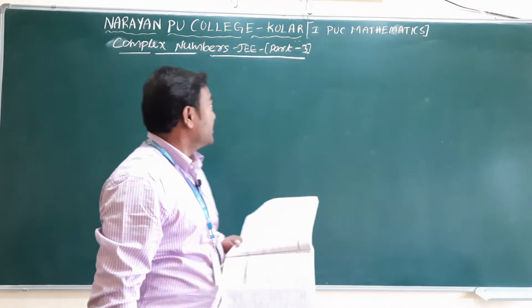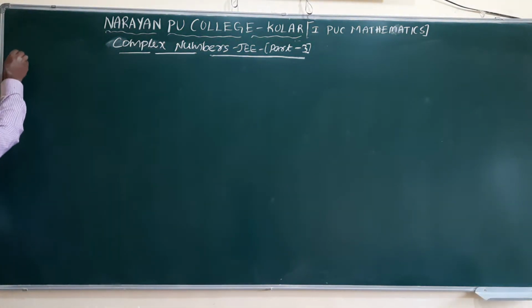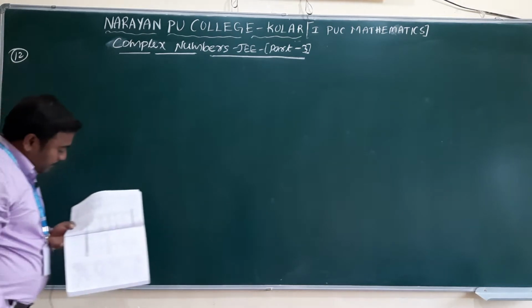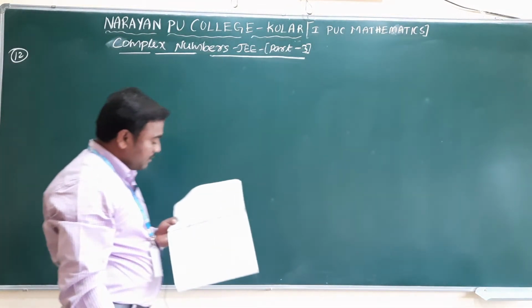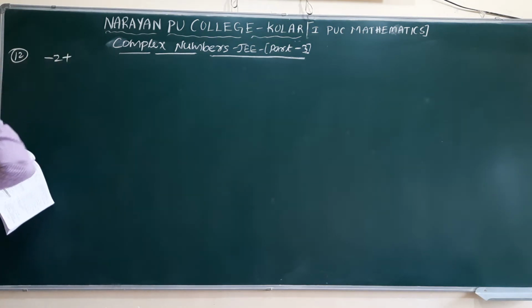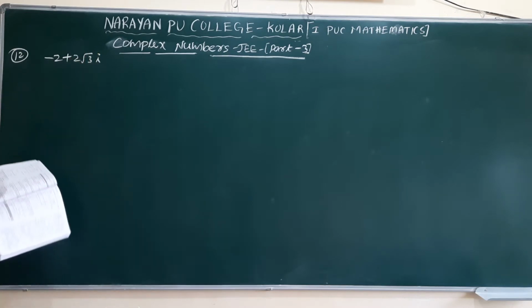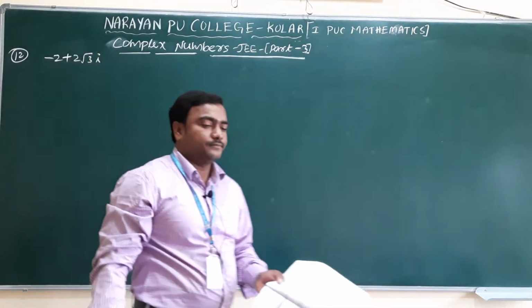In last class we have discussed up to 11 questions. Now 12th question: the square roots of minus 2 plus 2 root 3 into i are.